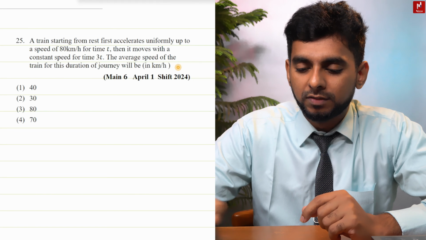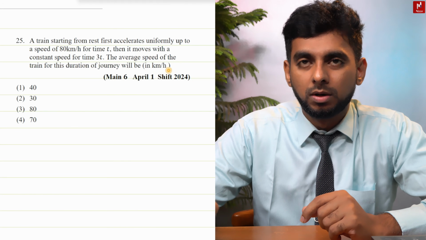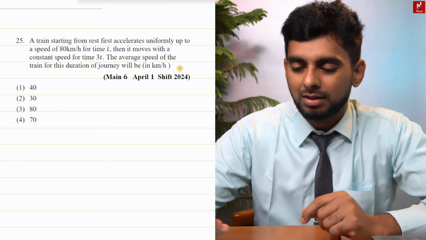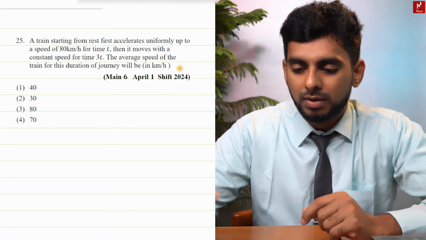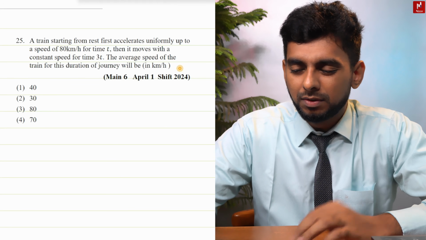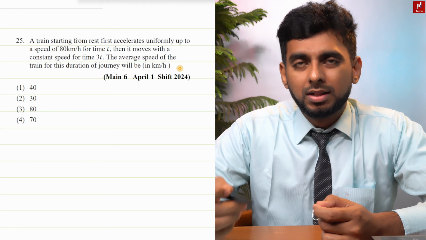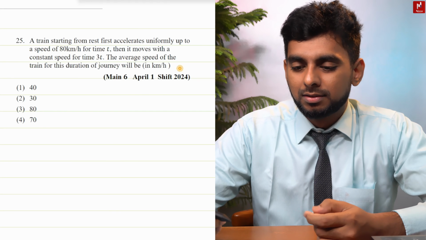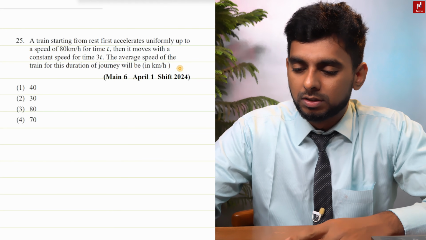The average speed of the train for this duration of journey will be... This is also the same kind of sum where we are going to find the average velocity, but they've given it in a little bit of a trickier fashion. Got it?